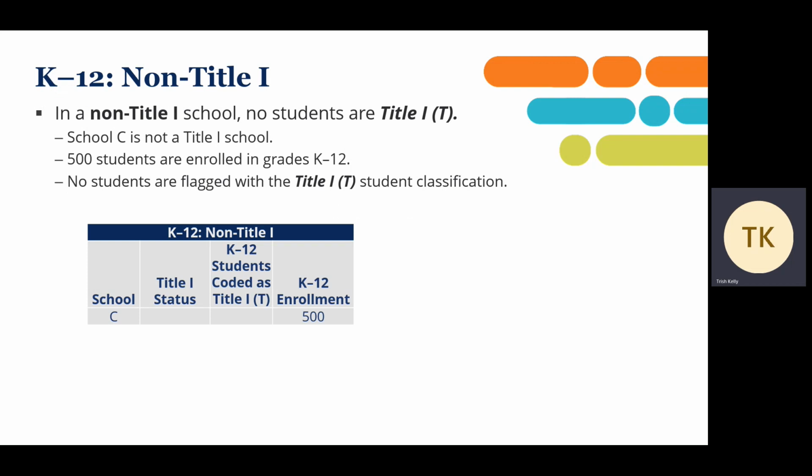Finally, there are K through 12 schools that are not Title I. School C does not have a Title I program. 500 students are enrolled in grades K through 12. None of those students are coded as Title I-T because there are no Title I students in the school.